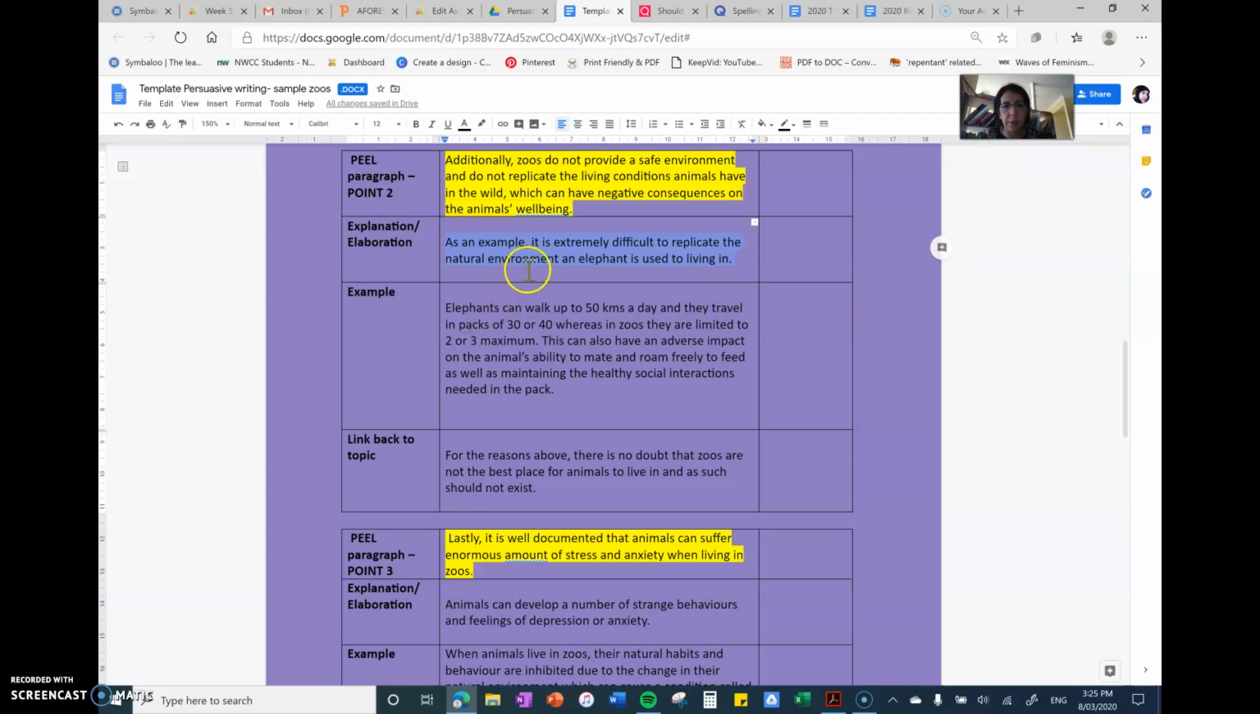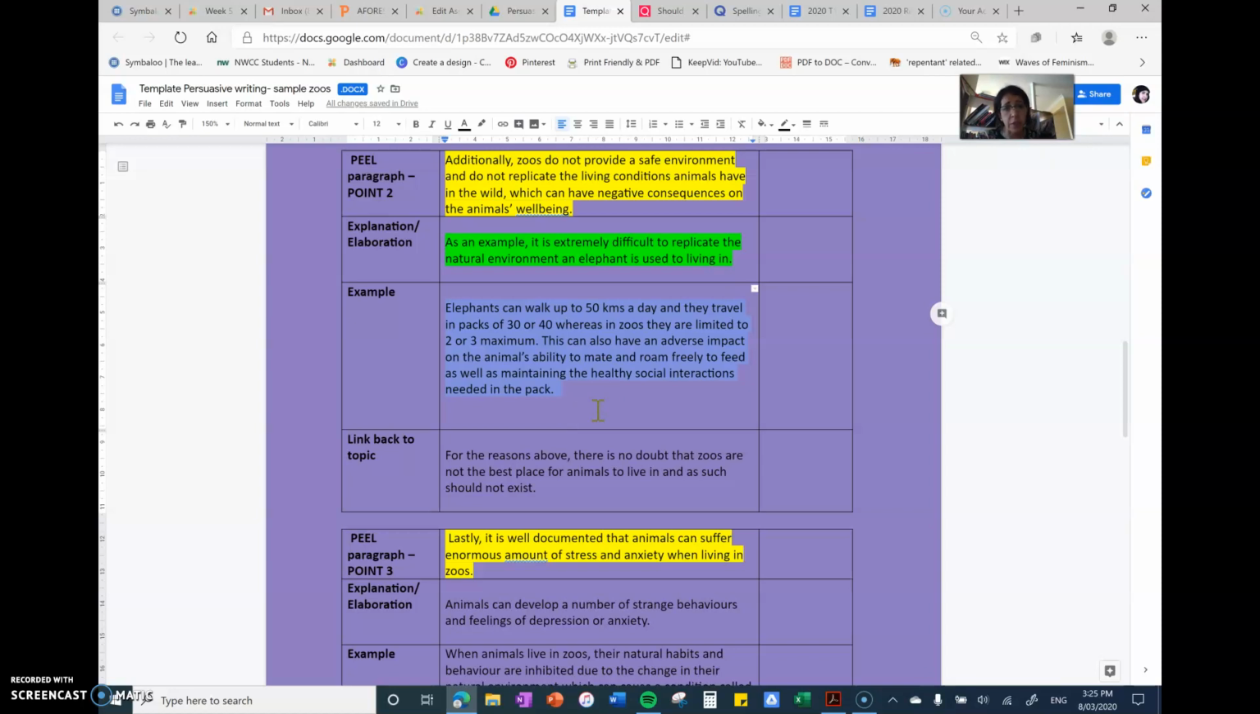It is extremely difficult to replicate the natural environment an elephant is used to living in, of course, because they walk so many miles, okay? So I'm actually giving the example here. Elephants can walk up to 50 kilometers a day, and they travel in packs of 30 or 40, whereas in zoos, they are limited to 2 or 3 maximum.